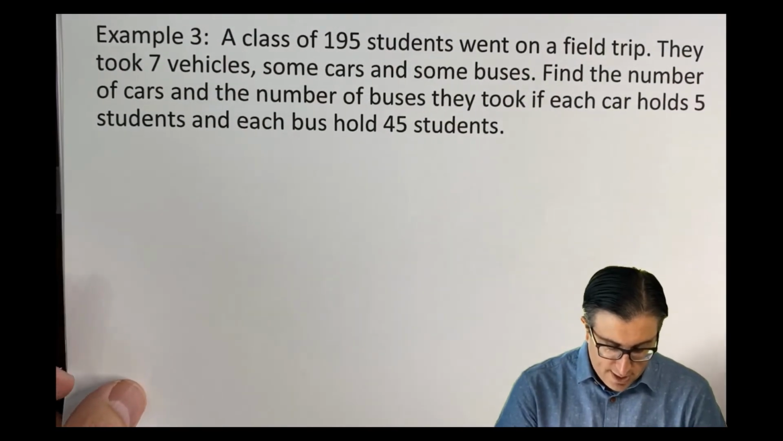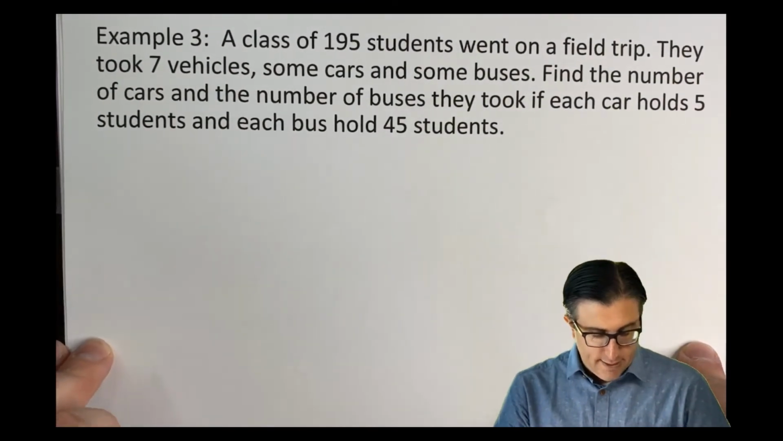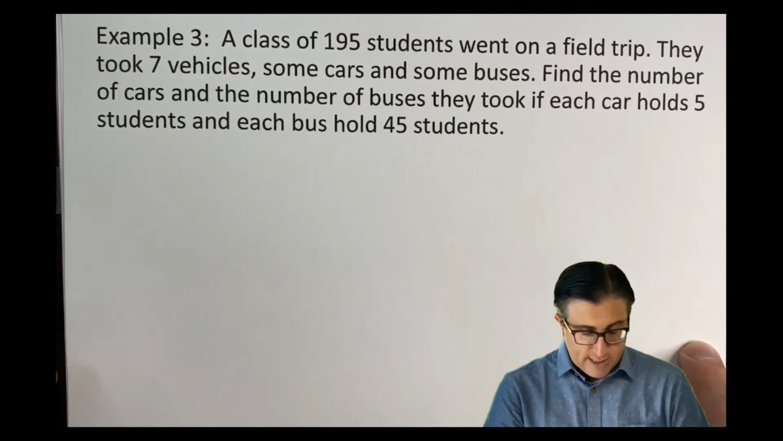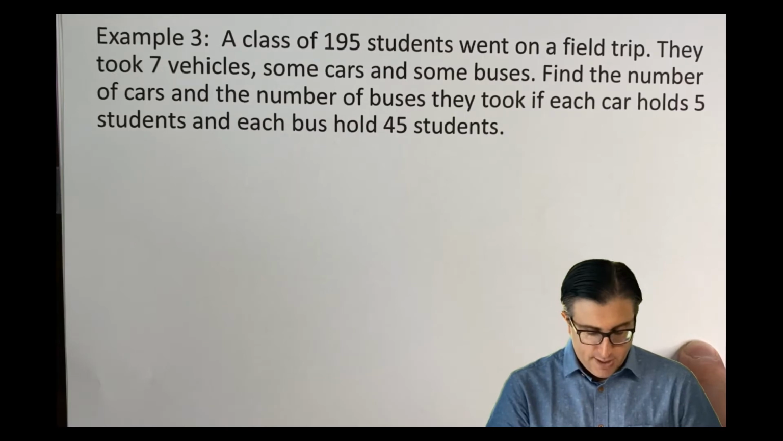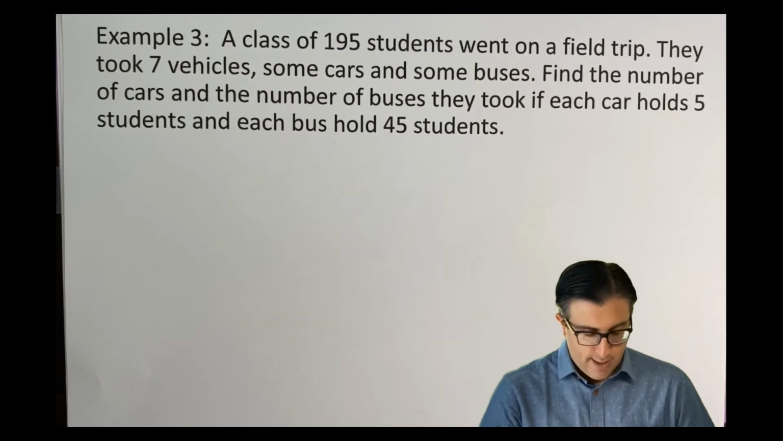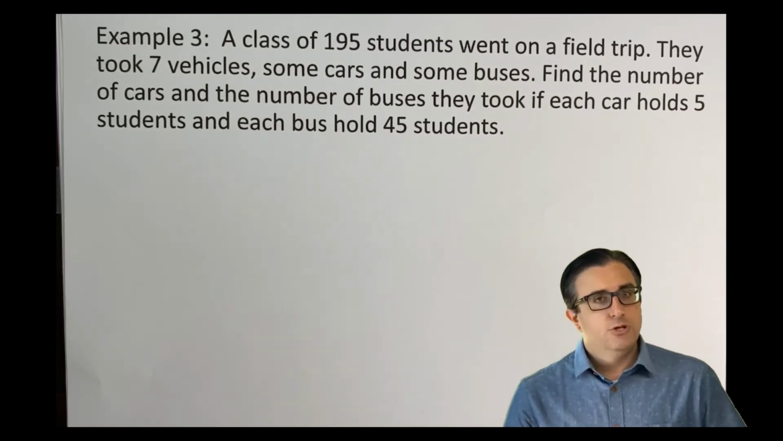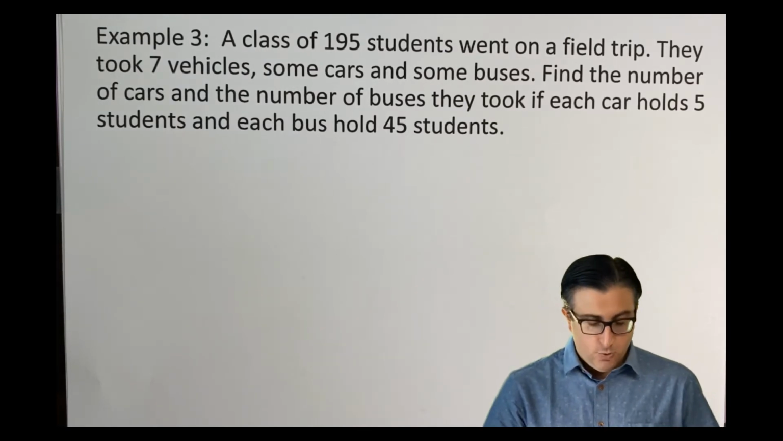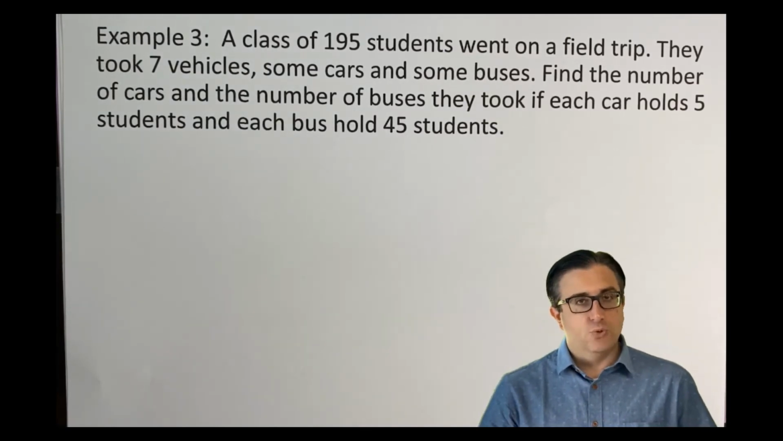Our example 3. Example 3 deals with kids on a bus and van. A class of 195 students went on a field trip and took 7 total vehicles, buses and cars. Find the number of cars and the number of buses they took if a car holds 5 students and a bus holds 45. 2 situations going on in this problem. We got vehicles on this school trip, and we have students on the school trip.